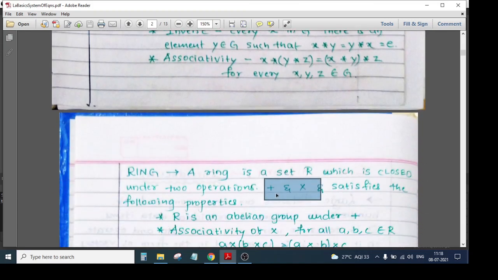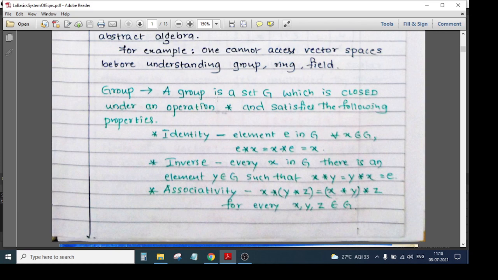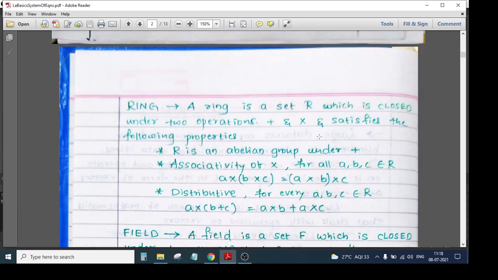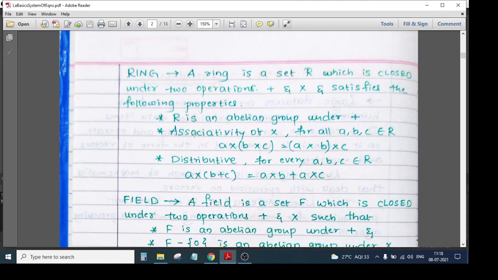A ring is what now? It should be closed under addition and multiplication. A group is what now? It should be closed under multiplication. Okay, so this is the major difference. Next, it should satisfy the following properties.